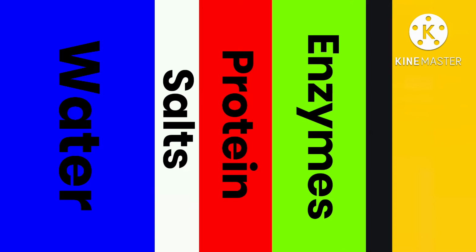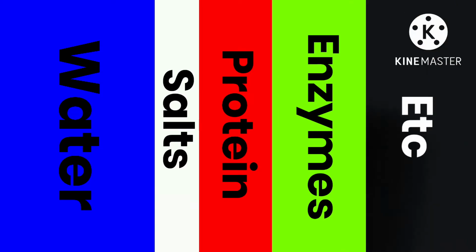The plasma is further divided into water, salts, of course, and then proteins and enzymes and etc. And that's plasma. So let's move on to the red blood cells.